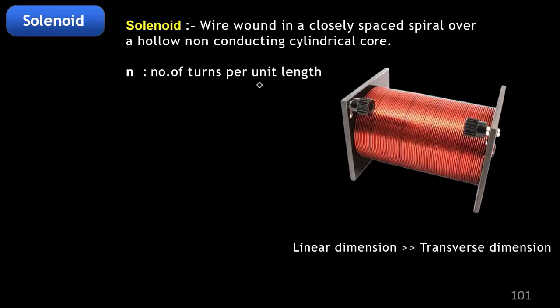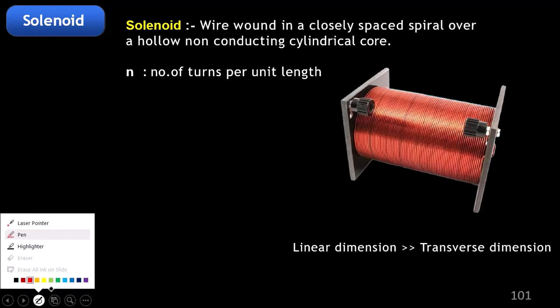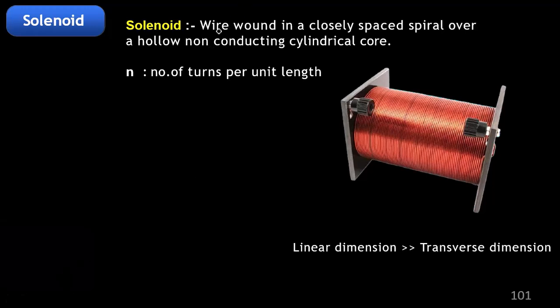Now regarding the solenoid, the solenoid basically is made up of wire. First of all, I have to put a conducting wire which is wound in closely spaced turns. Closely spaced means the gap between these is very small. If I say this is the first wire, this is the second wire, the gap between these two wires should be very minuscule. So, in a spiral over a hollow non-conducting cylindrical core.